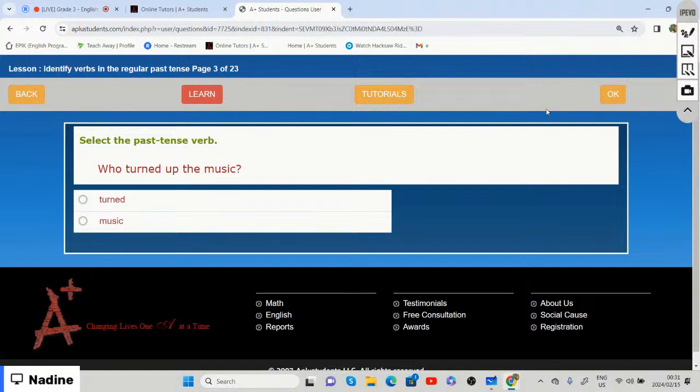Who turned up the music? We need to select the past tense. Who turned up the music? Is it turned or is it music?